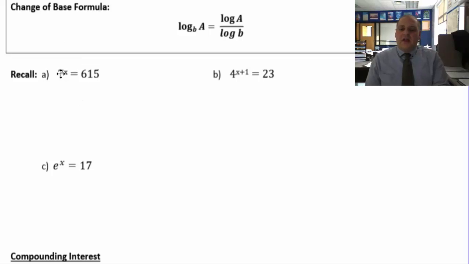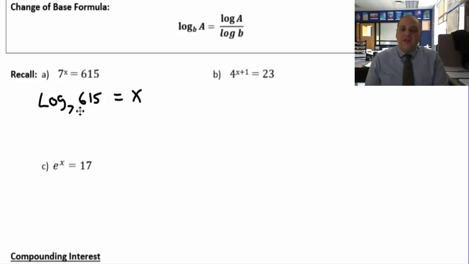We kind of did these the other day, right? 7 to the x equals 615. So we're going to change the base, convert to log form. The base is 7. Log base 7 of the amount 615 equals x. See that? Equals the exponent.